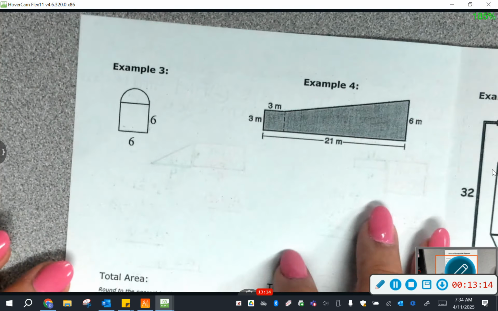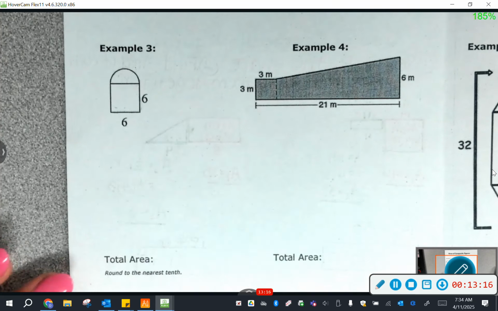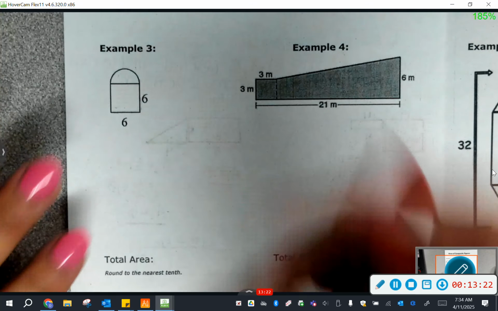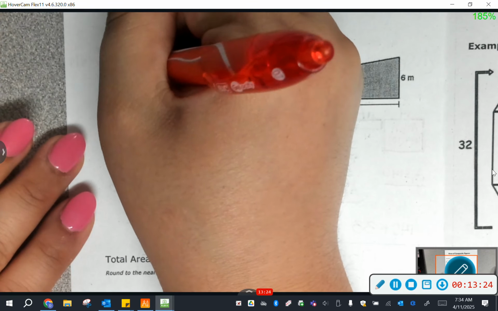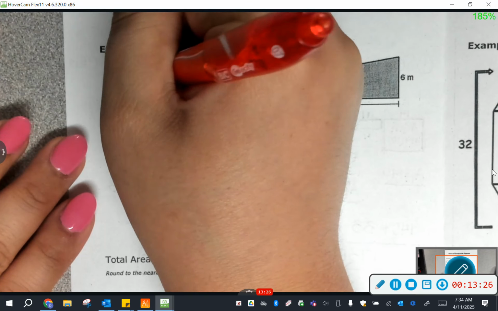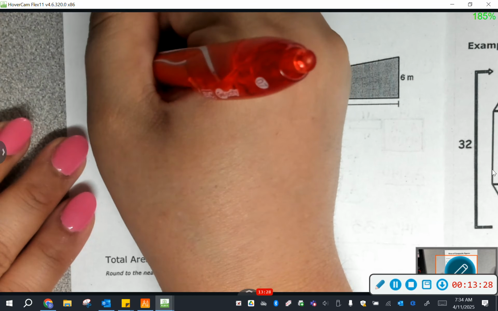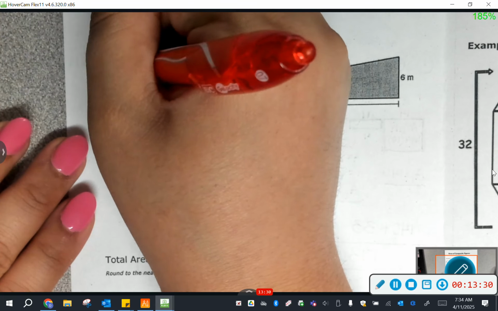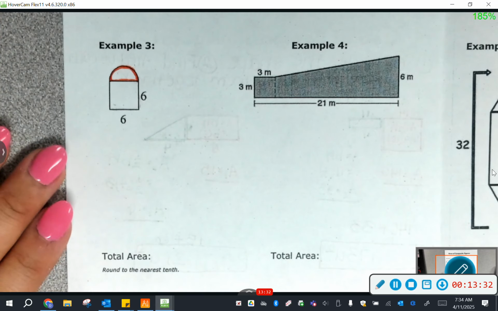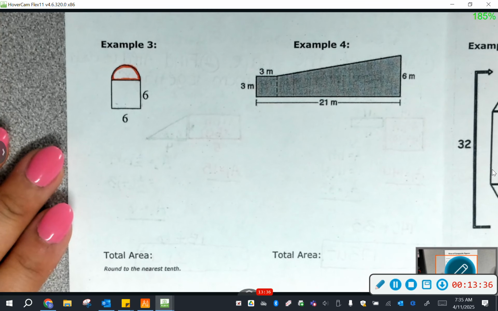Ooh, this one's fun. What do we see here? What's the first shape you see right off the bat? You see a semicircle. Well, do we have a formula for a semicircle? No. Yeah, a semicircle is just half of a whole circle, right?